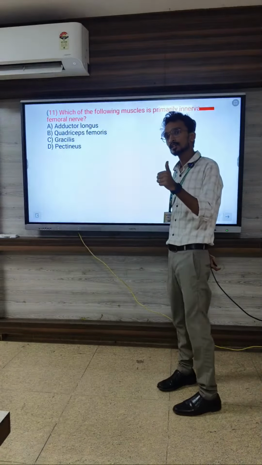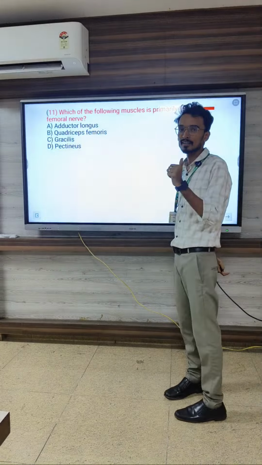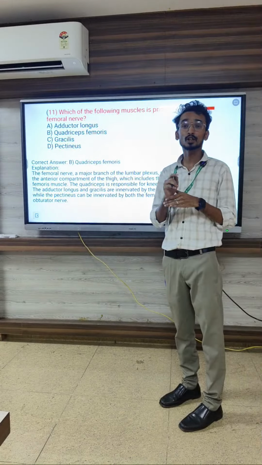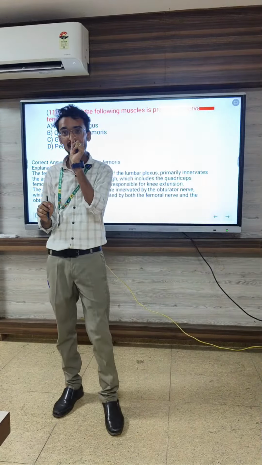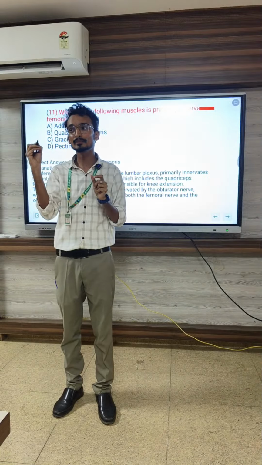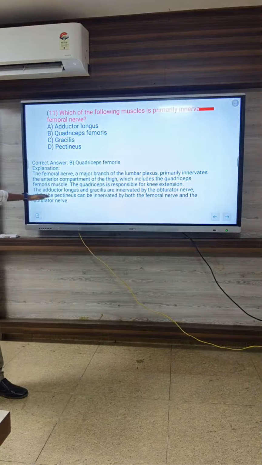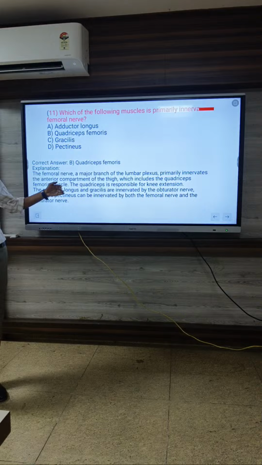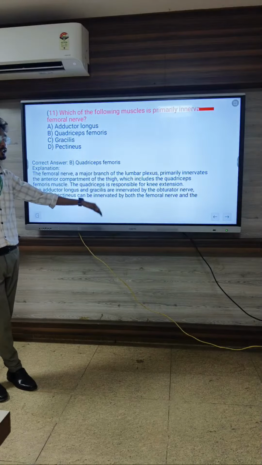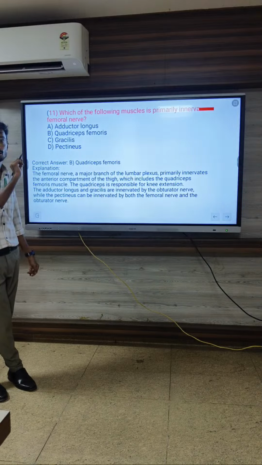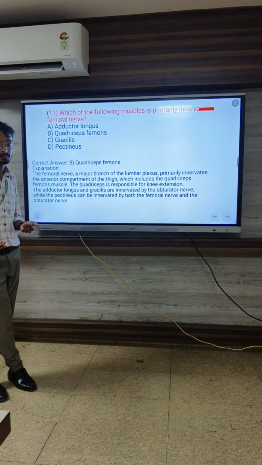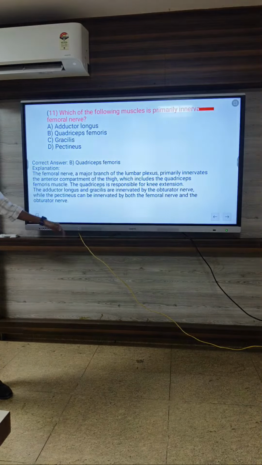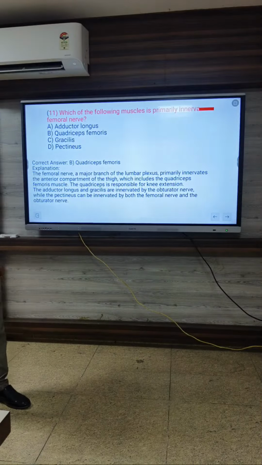Thank you, Hemashri, Sarvana Kumar. You have all answered correctly. The answer is option B, quadriceps femoris. The name has quadriceps femoris, and femoris means femoral. For the explanation, the femoral nerve is a major branch of the lumbar plexus, primarily innervating the anterior compartment of the thigh, which includes quadriceps femoris. In the anterior compartment, we have the quadriceps muscle, which is responsible for knee extension.